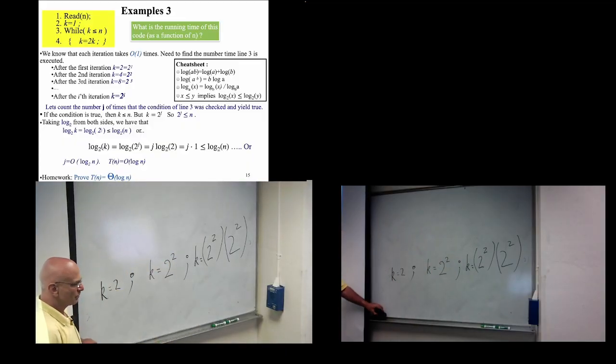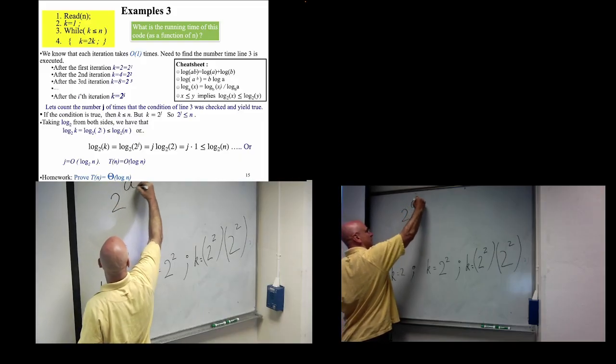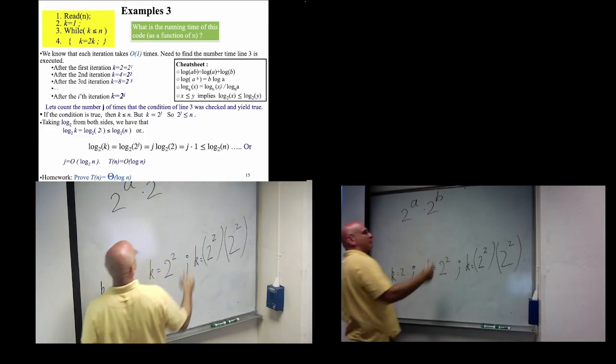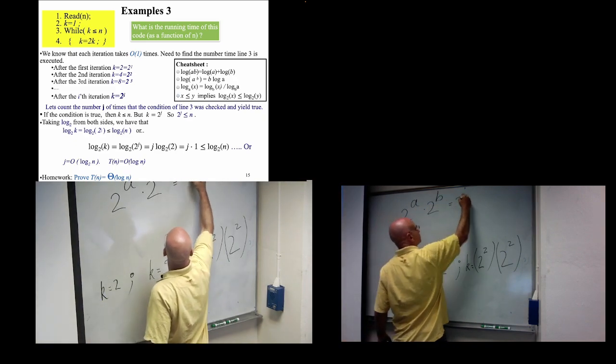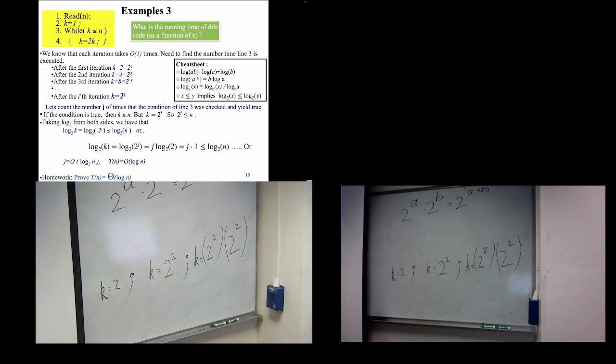And let's use another piece of algebra, arithmetic that you know hopefully from somewhere. 2 to the power of a times 2 to the power of b equals 2 to the power of a plus b.